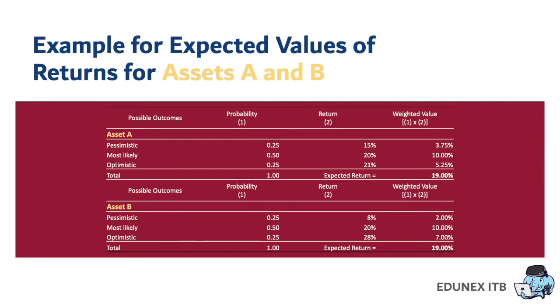Next, we do the same calculation for asset B. From this example, we can see that the expected return for asset A and B is equal to 19%. Even though their returns in the pessimistic and optimistic scenarios are different, the expected return for both assets are equal. It happens as an influence of their probabilities.